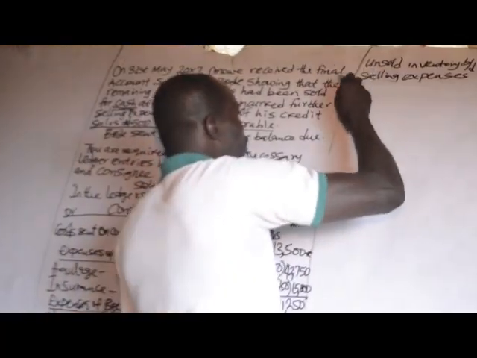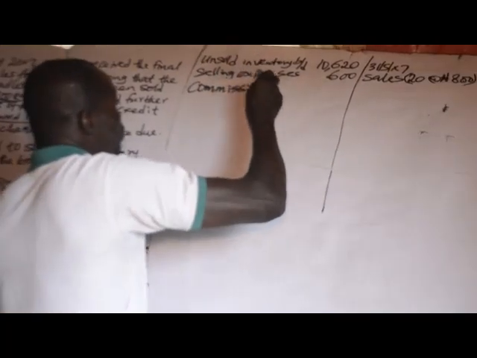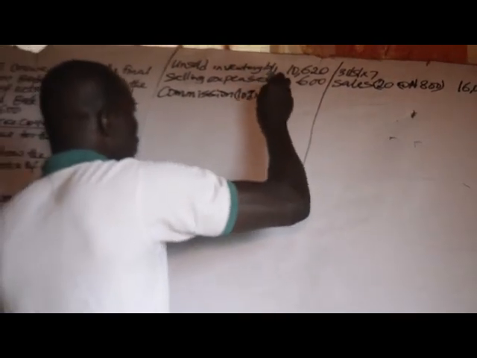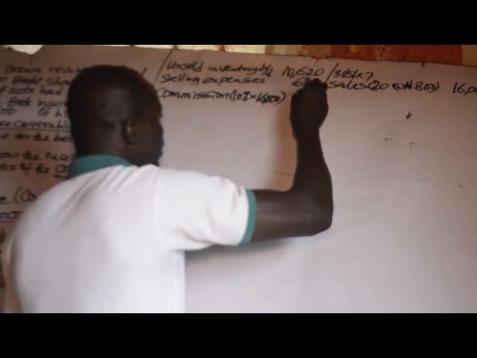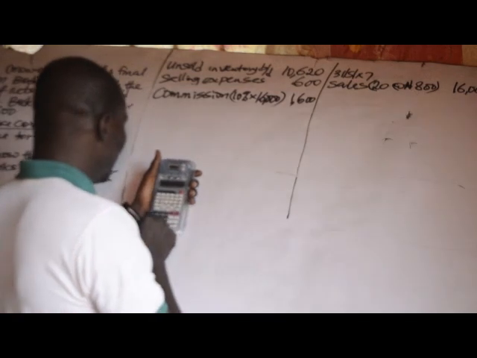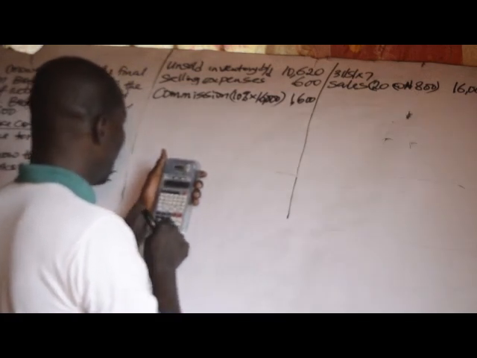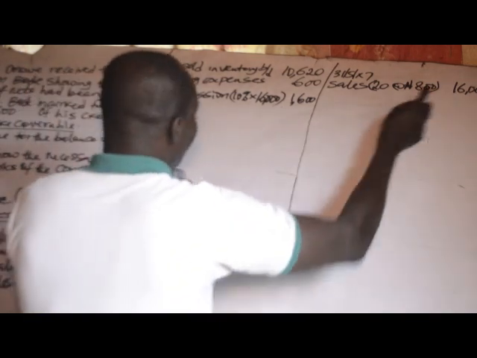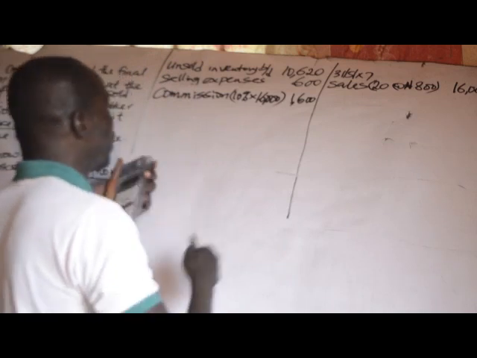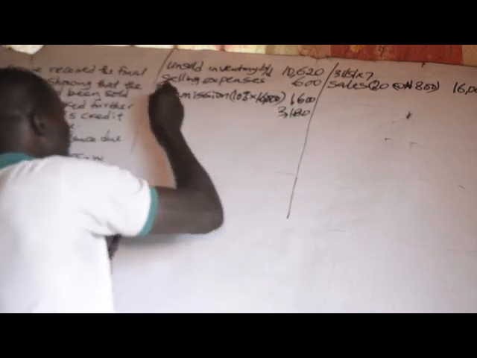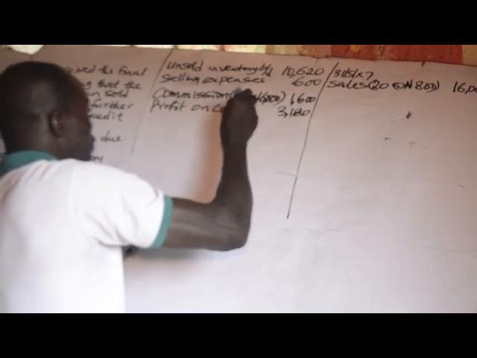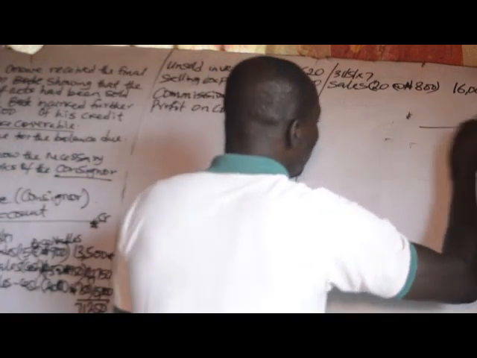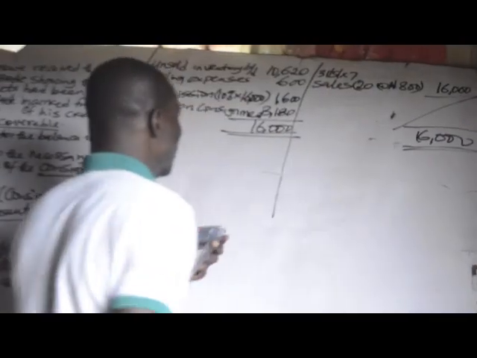So now, let's calculate the commission. Bode's normal commission is 10% of sales. Remember, the sales of 16,000 is a cash sale. 10% of cash sales of 16,000 gives us 1,600. Now, what is the total of the debit side? 10,620 plus 600 plus 1,600, that is a total of 12,020. If you subtract 12,020 from 16,000, you'll be left with 3,180. This is the further profit on consignment upon the receipt of the final account sales. So we close the account, 16,000.